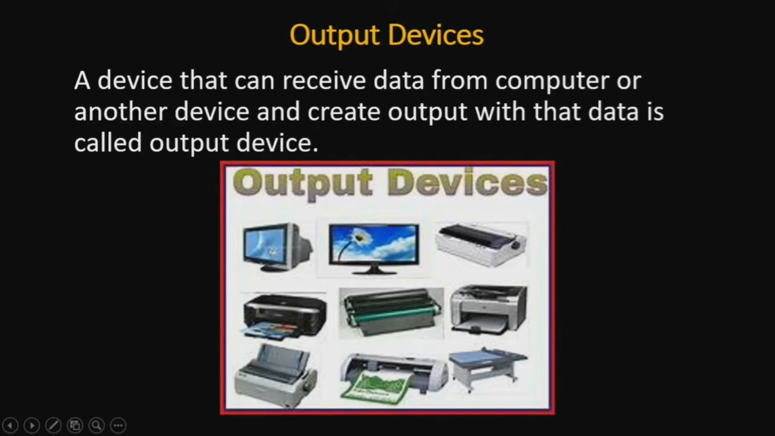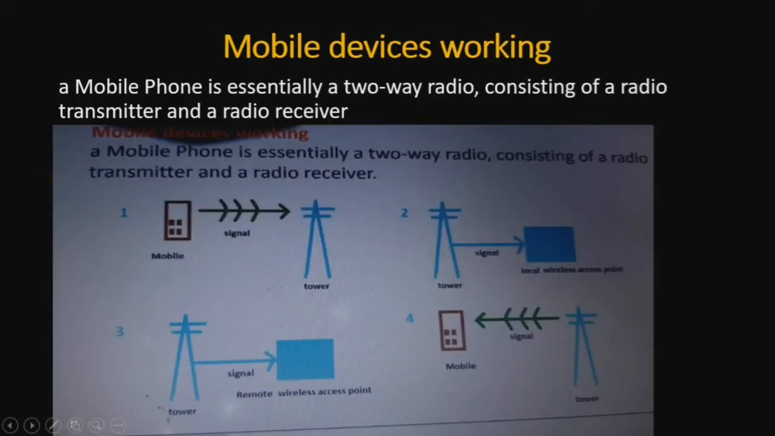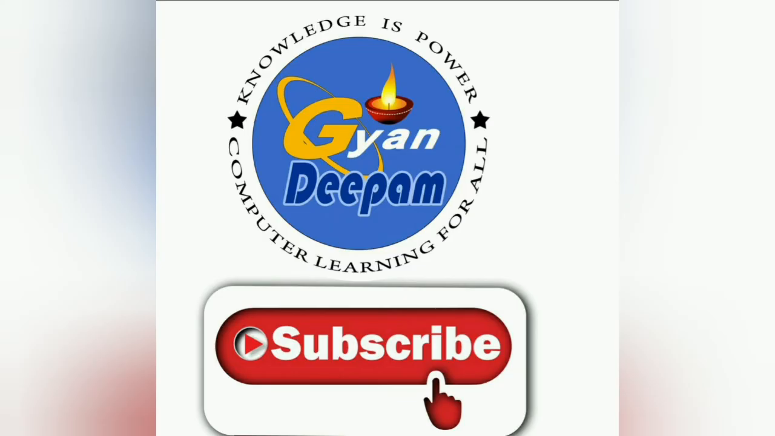But some devices, we know, act as both input and output devices, like USB, CD, DVD, touch screen, camera, and headset. These are all considered as both input and output. For both purposes we are using these. These are the basic details of input and output devices. So that is it about the first chapter, all the main points included here.